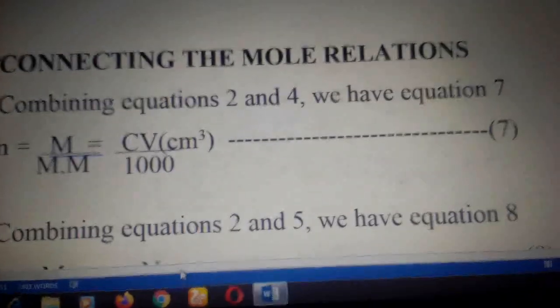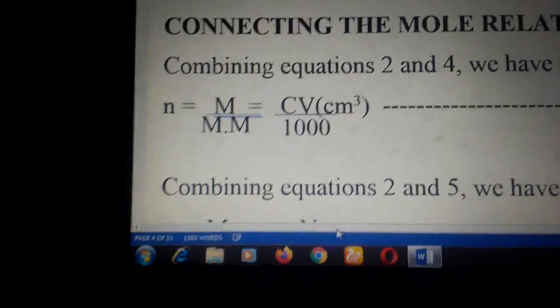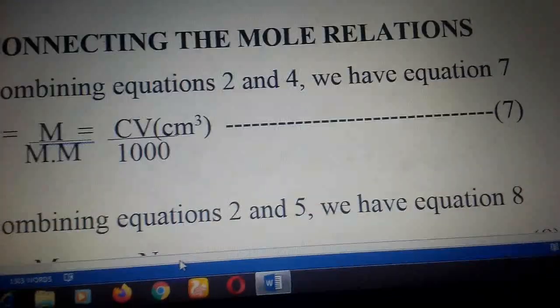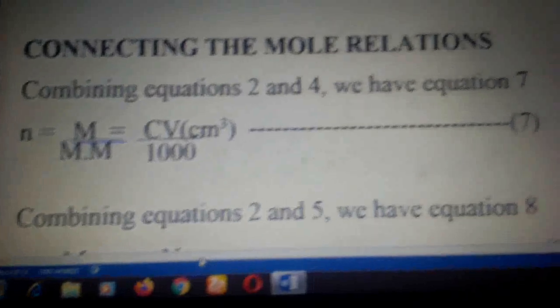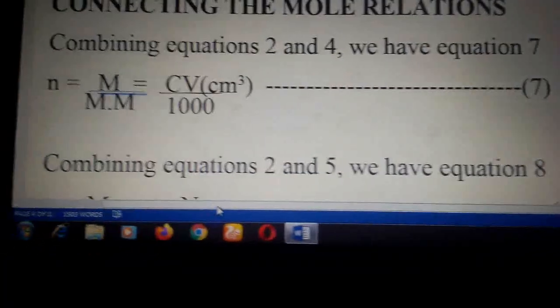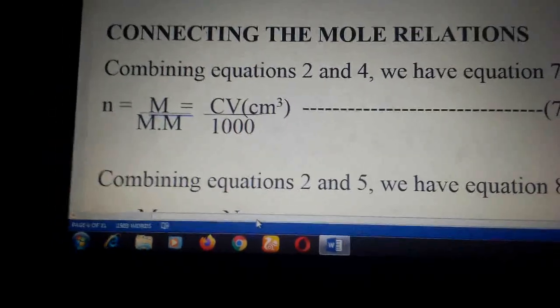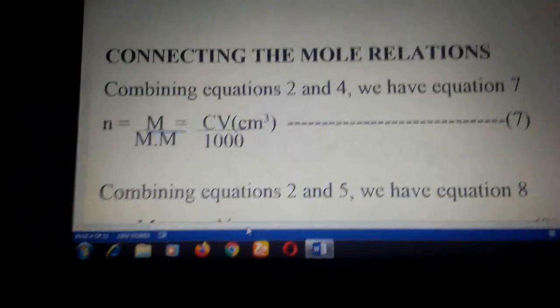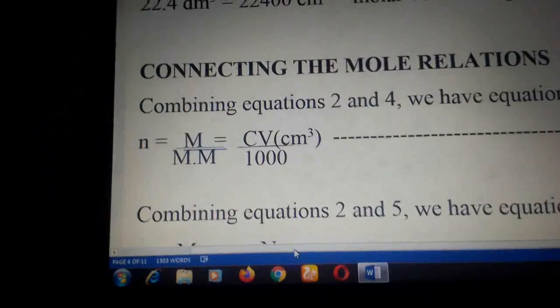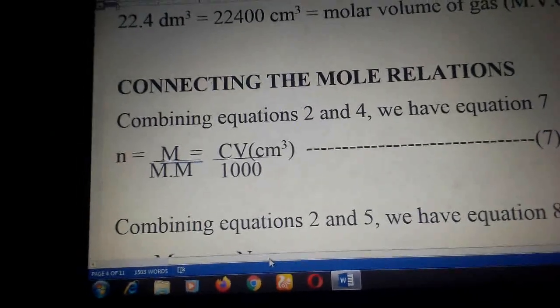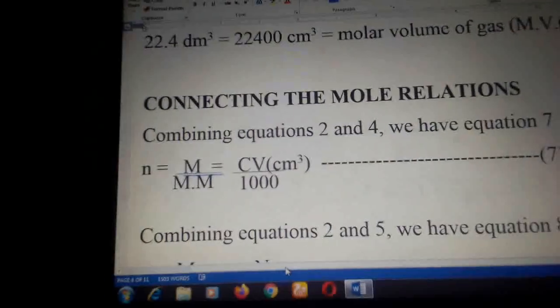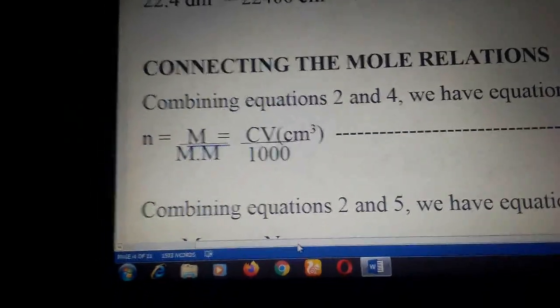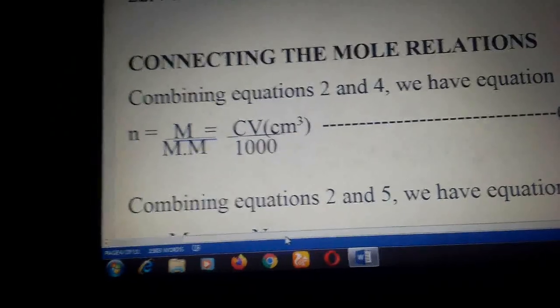If you connect equation 2 and 4, we have this. Equation 2 is mass over molar mass. You can go back and look at it. Equation 4 is CV over 1000. Each of them represents number of moles, so we can make the two of them equal to each other. So we connect equation 2 and 4, we get equation 7. When we use equation 7, all the items, M, molar mass, C, V are provided, maybe one of them is missing. Maybe you're looking for mass, other ones are given to you. You're looking for concentration, other ones are given to you, and so on. And that should be for a solution, because a solution has to do with concentration and volume.